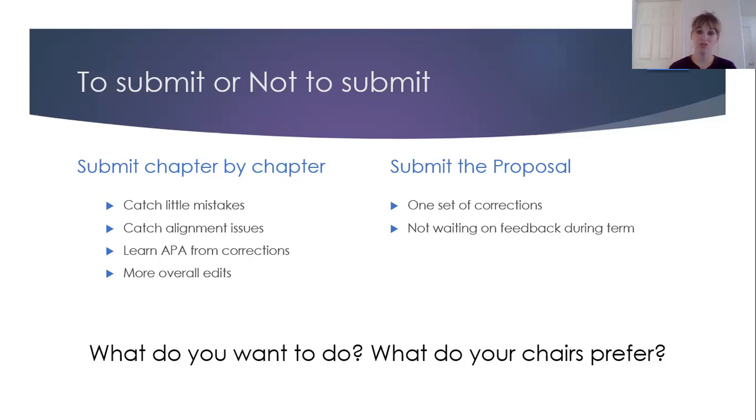If you submit the whole proposal, you'll have one set of corrections and you won't be waiting for feedback. But if you have issues in your paper, it's not going to be fun to have to shift all of those in all of the chapters. So think about what works for you. Ask your chairs what they prefer. I know some of the chairs that I've talked to prefer chapter by chapter because they can correct those alignment issues. They can make sure that you're not missing big chunks of things. And it's good to make sure that everything is aligned and makes sense and is there, instead of having all of those issues at the very end.